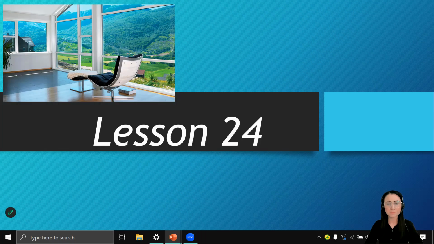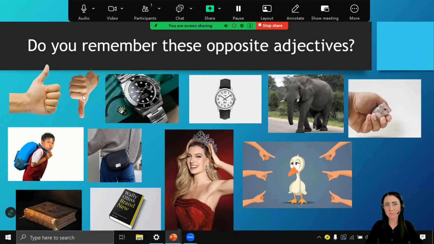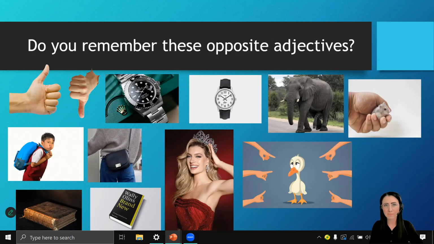Let's get started. Lesson number 24. Do you remember these opposite adjectives? Let's revise them together. Good, bad, expensive, cheap, big, small, heavy, light, beautiful, ugly, old, new. These are very common opposite adjectives, so I recommend you to remember them.